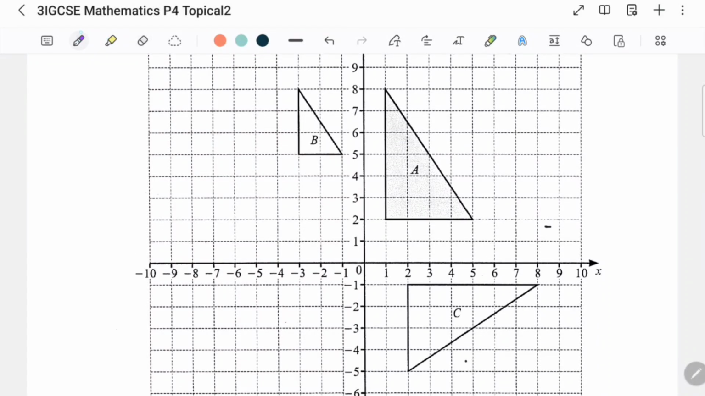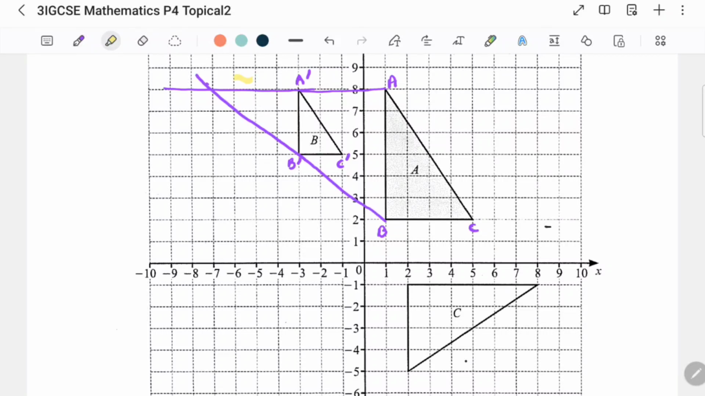Now this is your object. So this is A and the image is A prime, and this is B and this is B prime, and this is C and this is C prime. Start joining them. So this is A to A prime. Take a ruler, the other point B to B prime, and then join it.